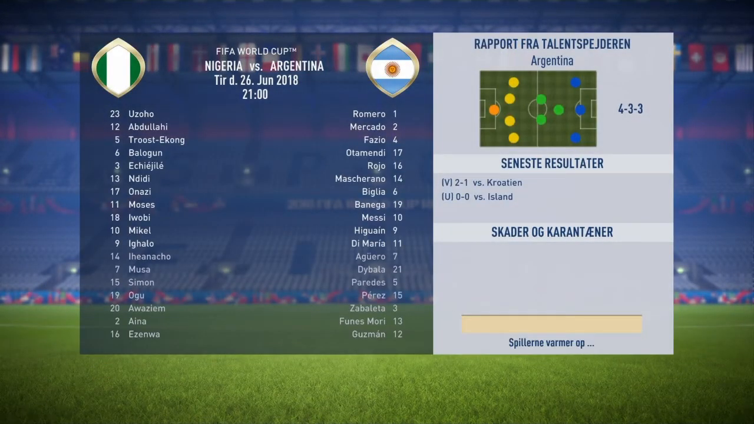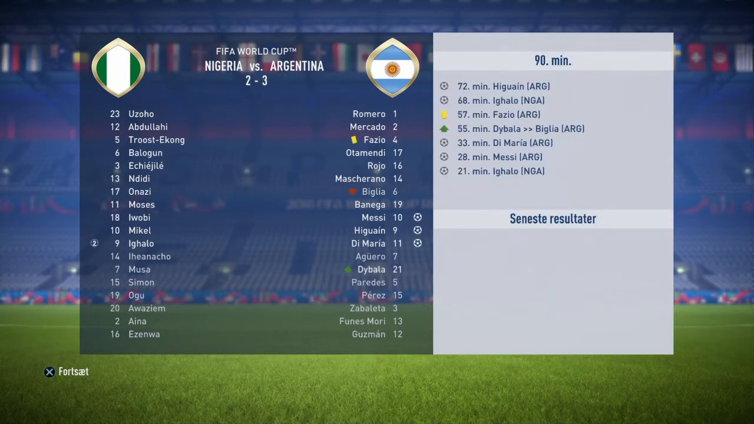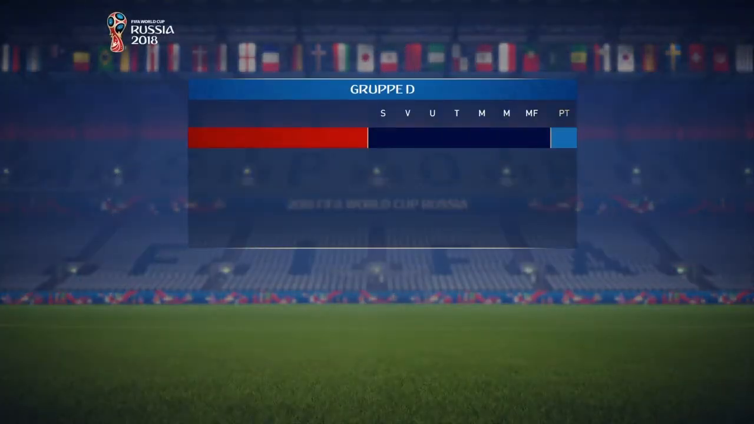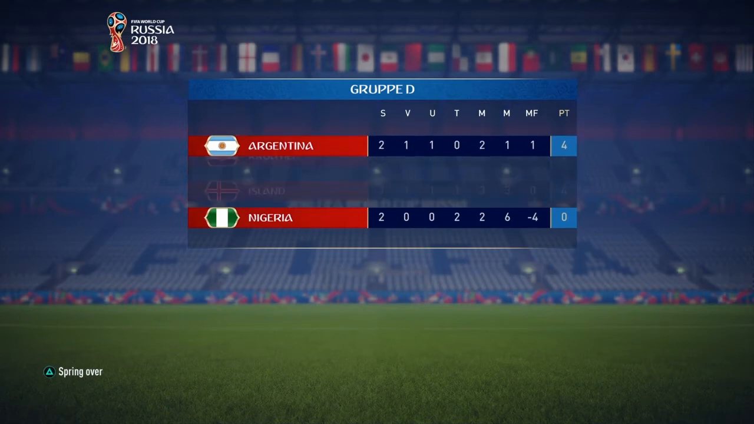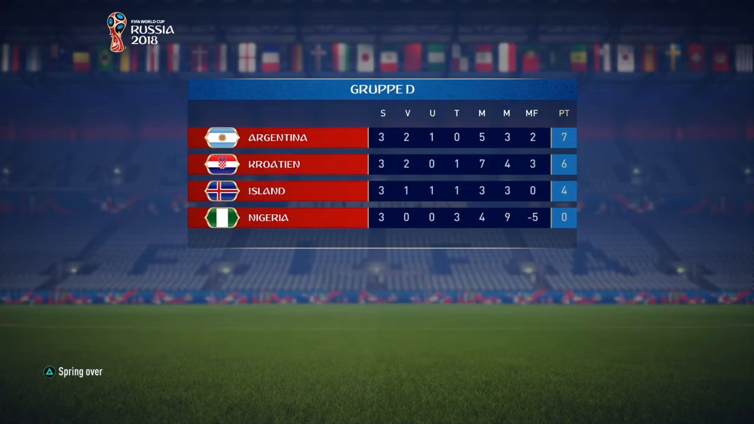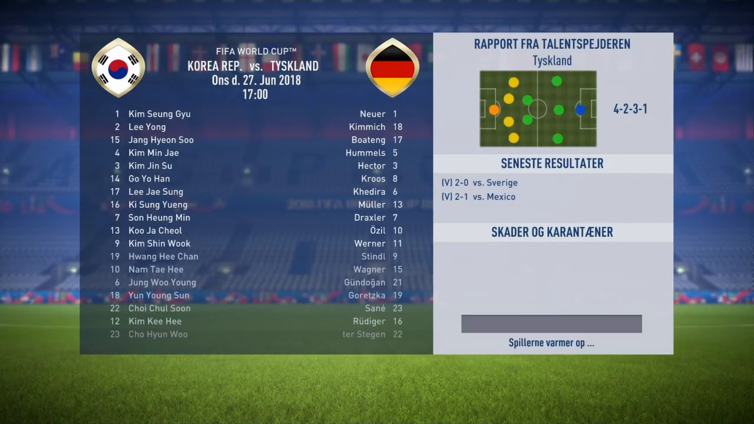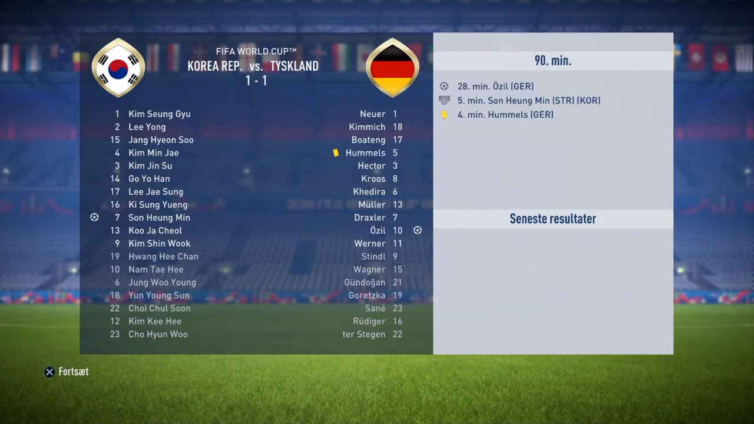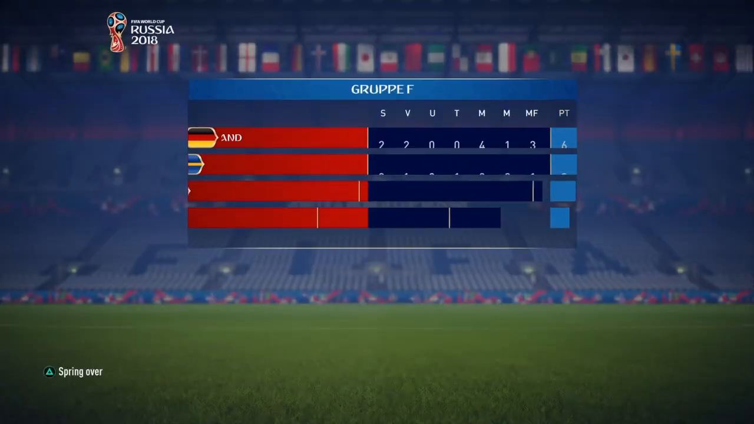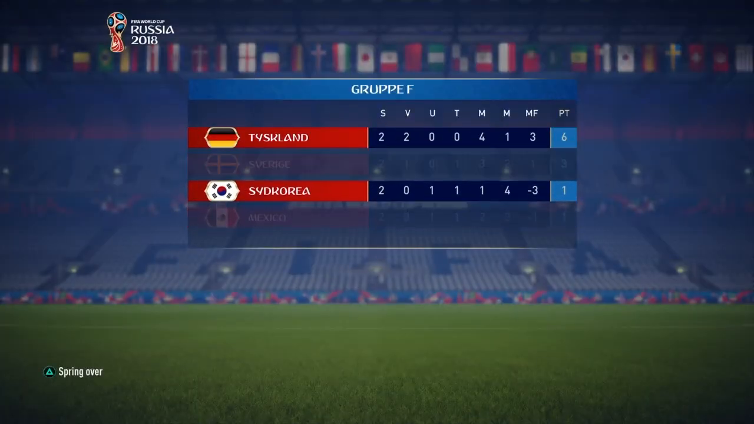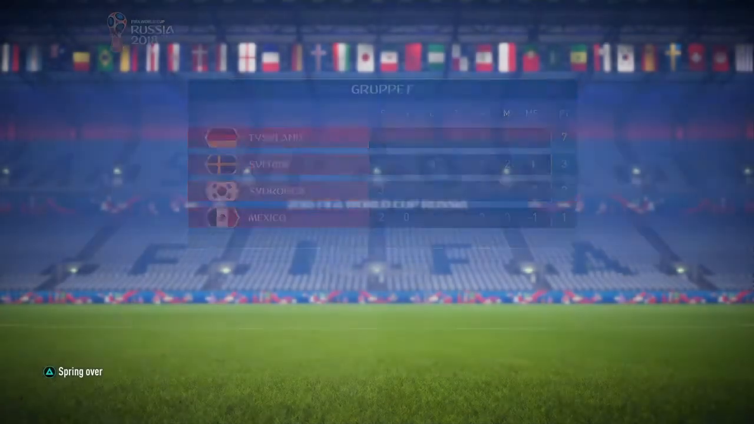Nigeria versus Argentina. 3-2 victory to Argentina, and that means Nigeria doesn't get any points, and Argentina wins the group 1 point ahead of Croatia. South Korea versus Germany. What will this game bring? It's a 1-1 draw, which means Germany pops up on 7 points and wins the group.